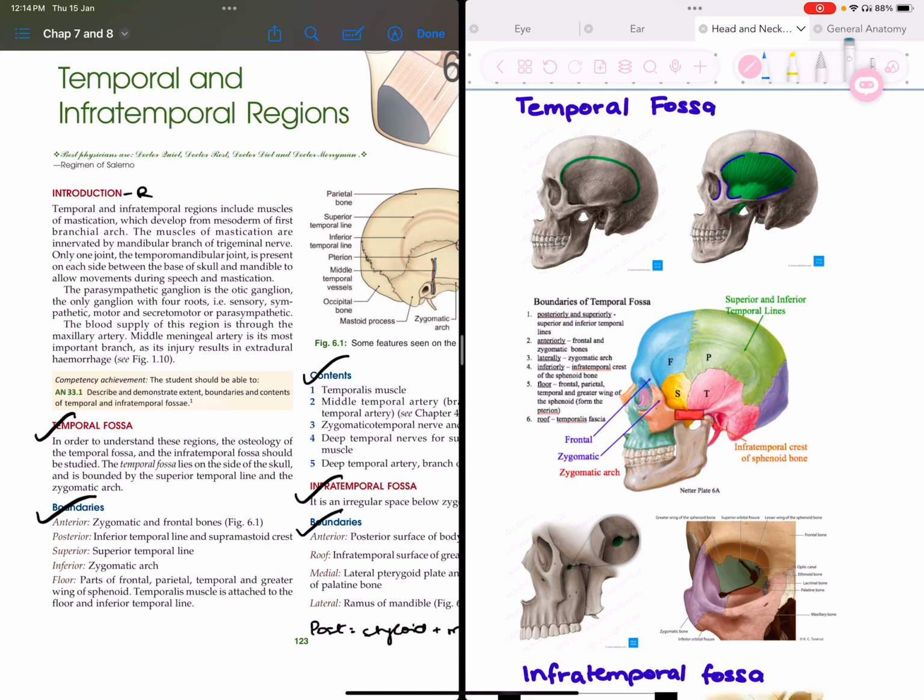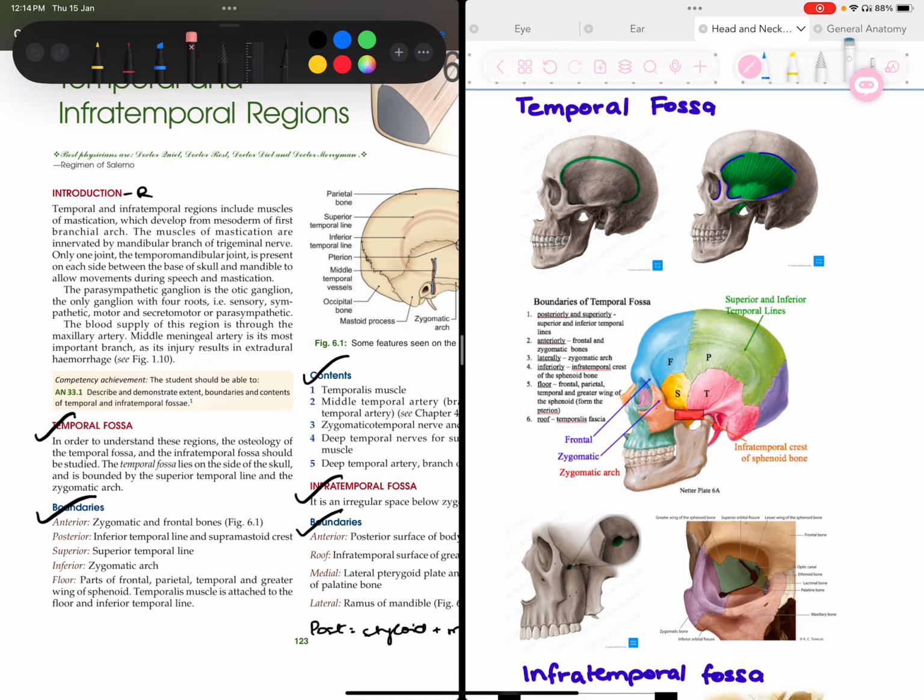Hi everyone, today we are looking at temporal and infratemporal regions, starting off with three very important fossa that we'll be covering in this video. Temporal and infratemporal regions include muscles of mastication that develop from mesoderm of the first branchial arch.